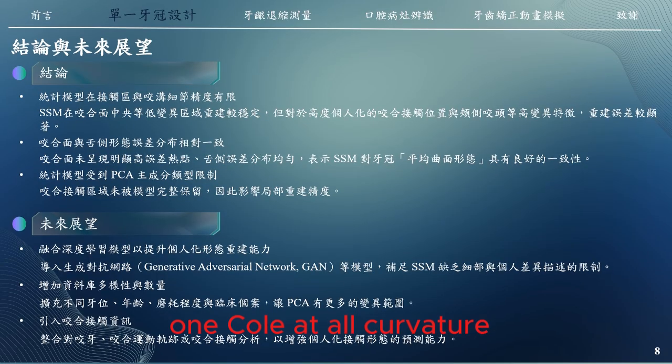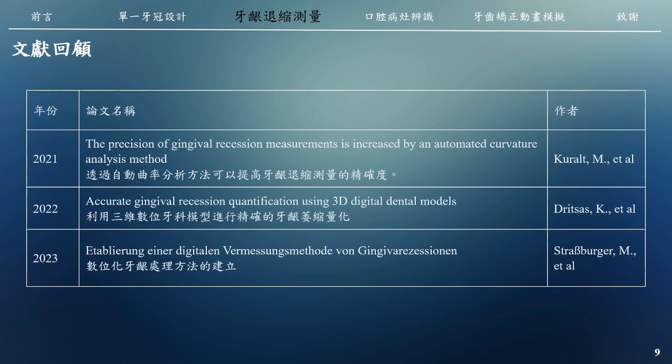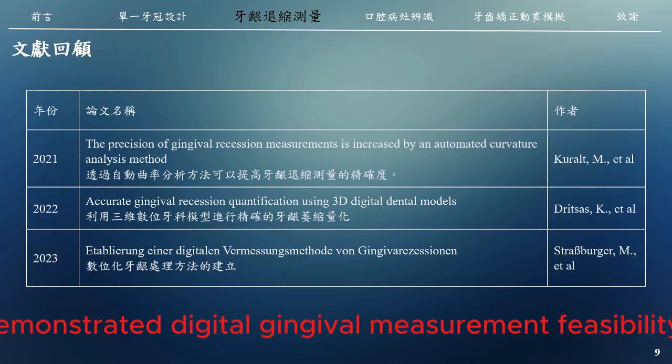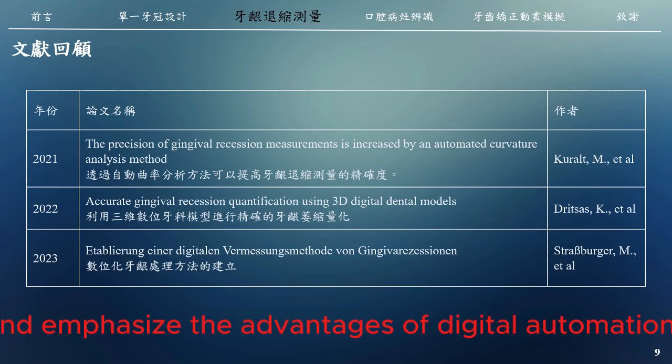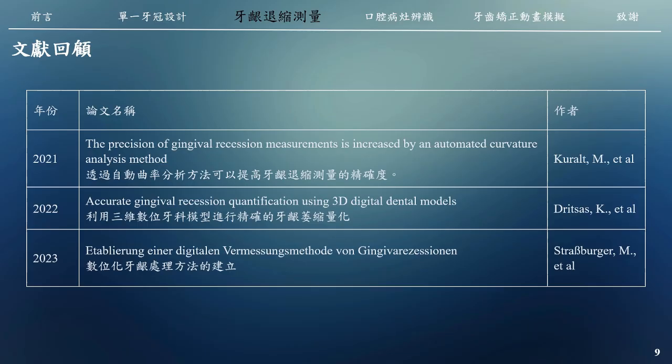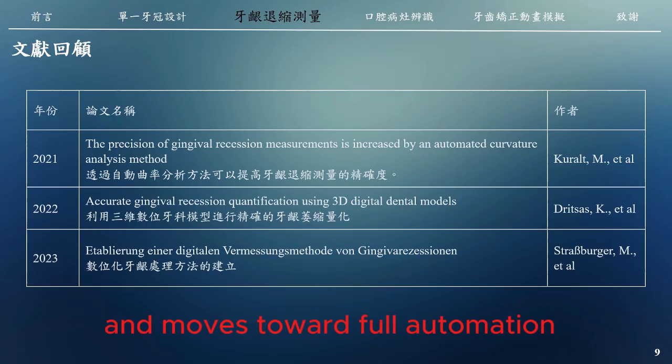1. Cole et al. Curvature-based CEJ detection improved annotation accuracy. 2022, JS et al. Demonstrated digital gingival measurement feasibility. 2023, Martins et al. Established a digital workflow with higher repeatability than manual probing. All studies highlight limitations of manual measurements and emphasize the advantages of digital automation. Our work continues this direction and moves toward full automation.